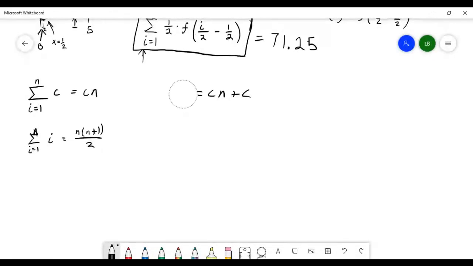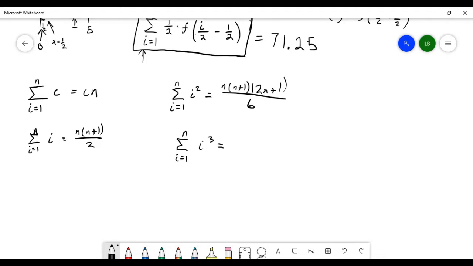I suppose I'll finish off giving you these formulas, because they are pretty important. Sum from I equals 1 to n of I squared is n times n plus 1 times 2n plus 1 divided by 6. And we'll go with the last one, I equals 1 to n of I cubed is n squared times n plus 1 squared divided by 4.